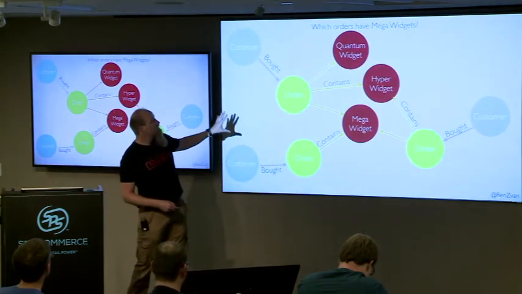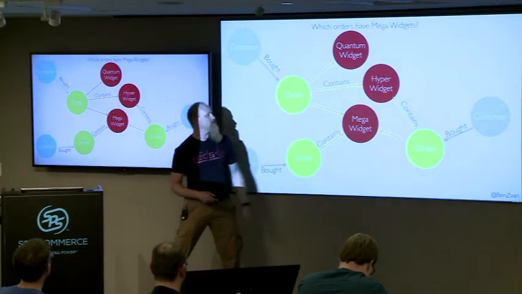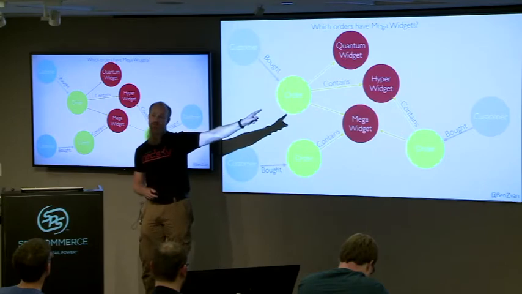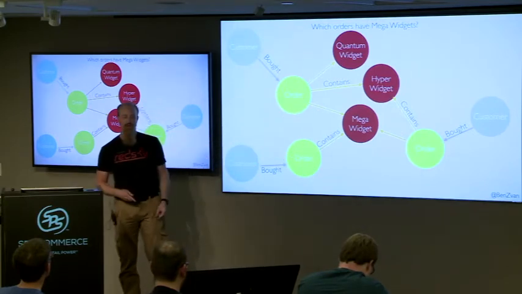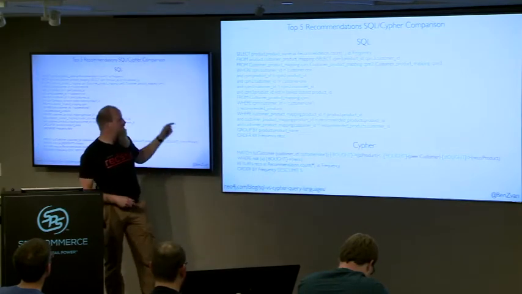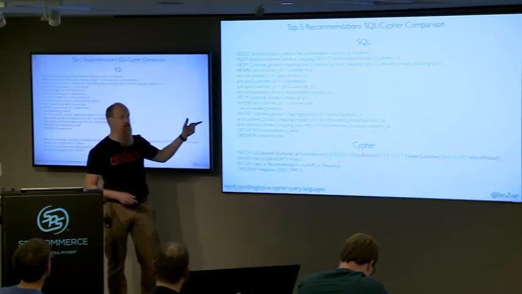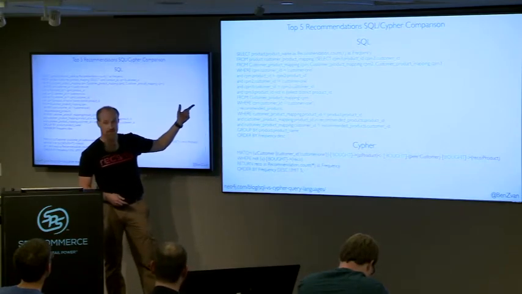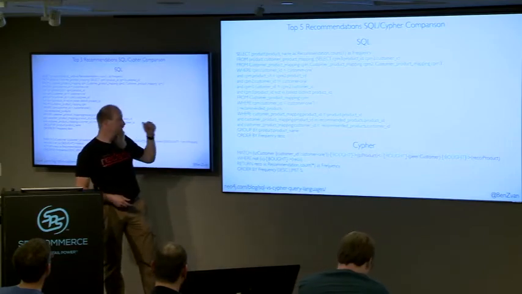And you can ask, which of these orders have mega widgets? These 3 orders have mega widgets. 2 of them have hyper widgets. Maybe we should suggest a hyper widget to this person. And maybe we'll get an extra sale out of it. And if you try to do that in SQL, it's really hard. You can do it, but I tried to read through this a couple of times. And again, I'm not a DBA, but I tried to read through that a couple of times and I did not get it.